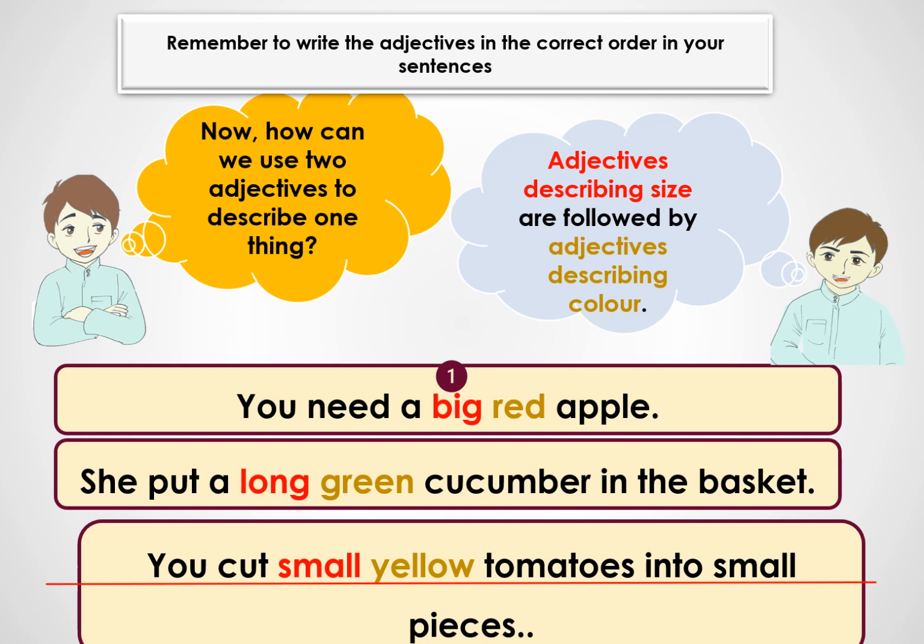Adjective of size is number 1. Adjective of color is number 2. Long is number 1. Green is number 2. Small, adjective of size, is number 1. Yellow, adjective of color, is number 2. Remember to put the adjectives in the correct order in your recipe.